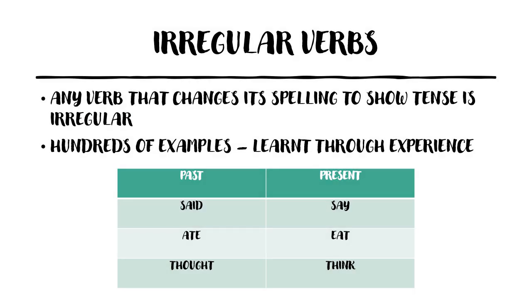Irregular verbs include any verb that changes its spelling to show tense. There are hundreds of examples, and we learn these through experience. The most common examples are the words said, ate, and thought. These are the past tense versions of the verbs say, eat, and think. They change their spelling to show that they are the past tense of that verb.